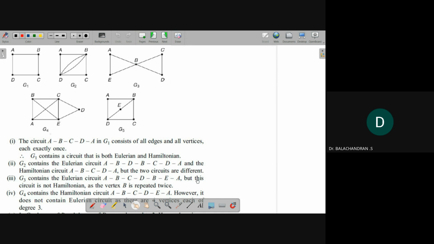But here you cannot find a Hamiltonian circuit, because if I start from here, A to B, B to C, C to D, if I come to E, I should pass through B. So the vertex B is repeated twice. That's why this does not contain a Hamiltonian circuit. This contains only an Eulerian circuit.